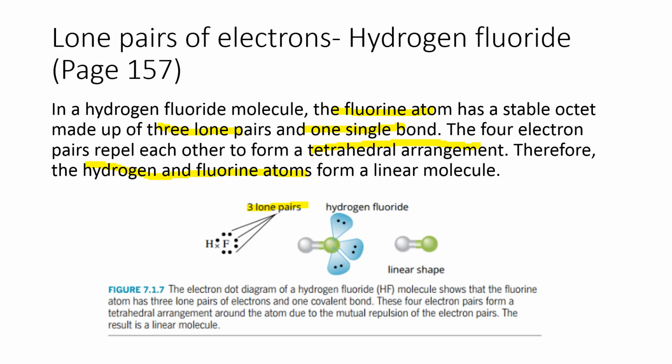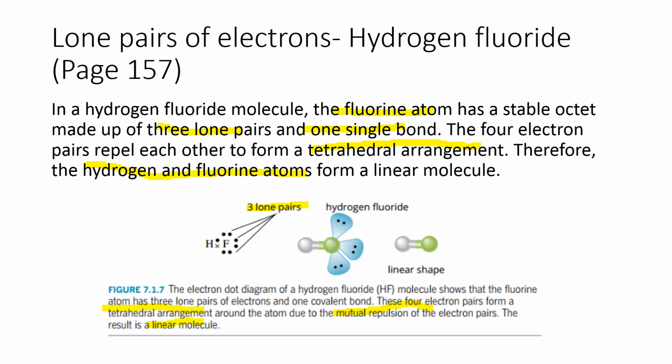Why is it so? Because these 3 lone pair electrons, yes, they have a larger repulsion as compared to electrons that have been bonded, but the point here is that these 3 lone pairs repel at the same rate, and they are taking up similar space, and eventually you will have this particular linear molecule. So these 3 lone pairs and that 1 bonded pair form the tetrahedral arrangement due to mutual repulsion, and as a result it will have the linear molecule.